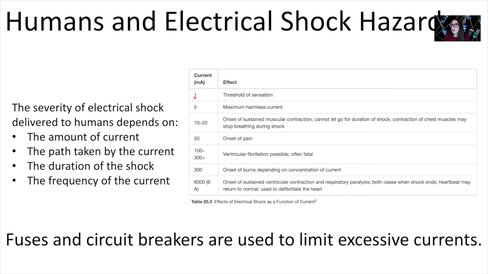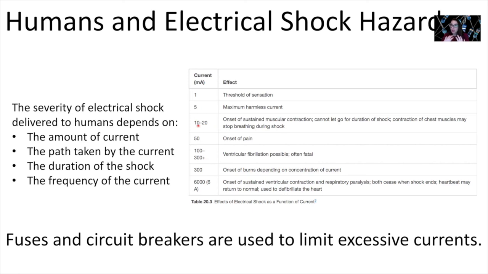1 milliamp of current running through our body is where we start to get uncomfortable with feeling that current running through us. 5 milliamperes is the maximum amount of current that we can receive to our bodies without having any damage to us. And then at 10 to 20 milliamperes, that's when we start to get contractions of our muscles. When you reach this amount of current running through you, that's when your muscles kind of spasm.